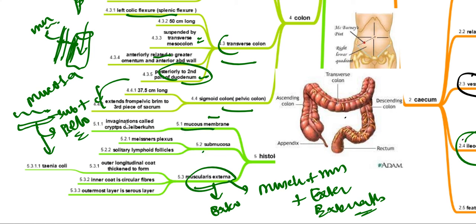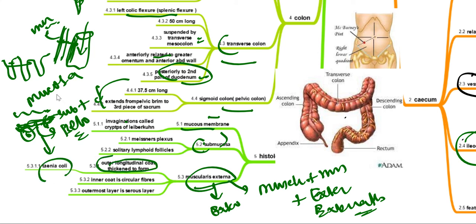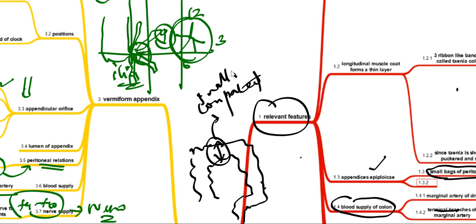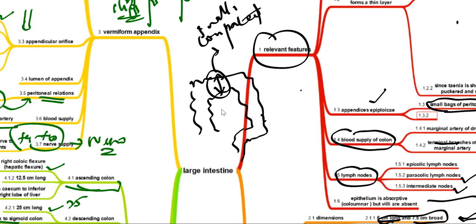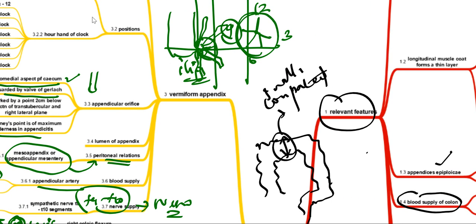What are the features of the mucous membrane? It has invaginations called crypts of Lieberkühn. In the submucosa, there is a nerve plexus, Meissner's nerve plexus, and also solitary lymphoid follicles. The muscularis externa has a longitudinal coat thickened to form the taenia coli. So it forms the taenia and haustra. The inner coat is circular fibers. The outermost is the serous layer. So this was about the large intestine. Thank you.